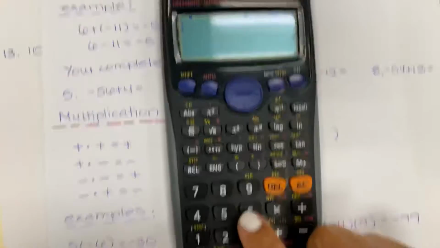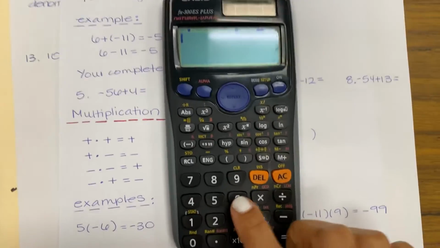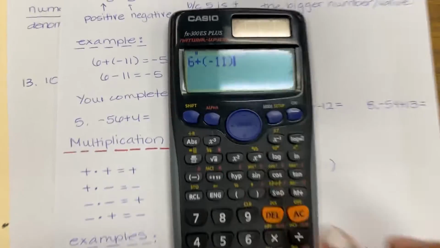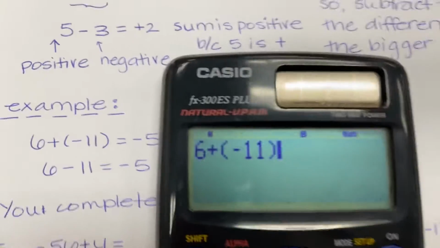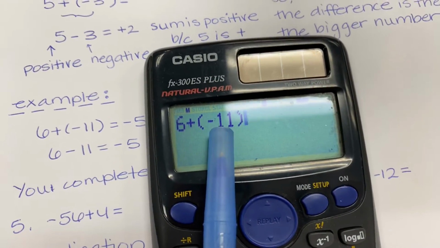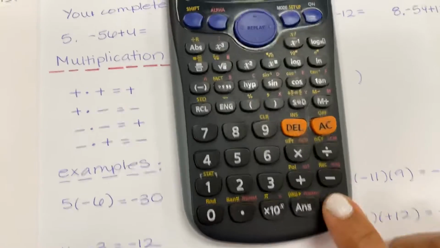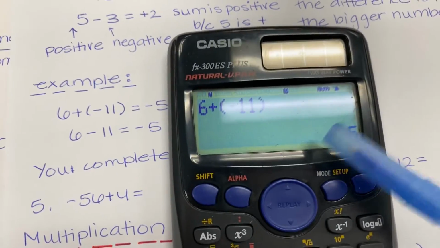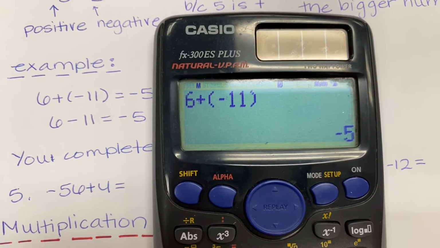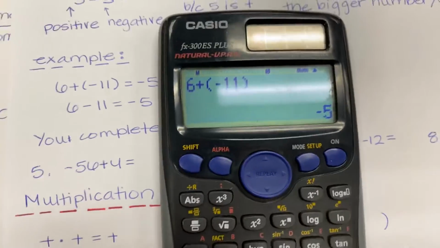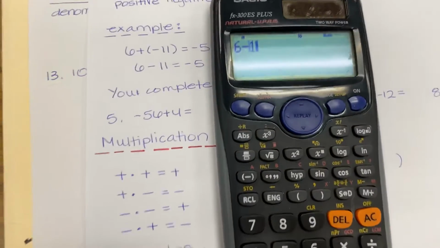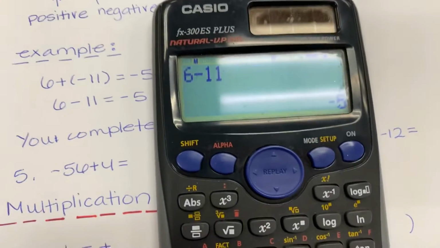You could type in 6 plus negative 11. Remember, what you see is what you type. My answer is negative 5. So the calculator knows the rules. But again, this is arithmetic, so you should be able to do it as well. Or you can just type in 6 subtraction 11 and you get negative 5.